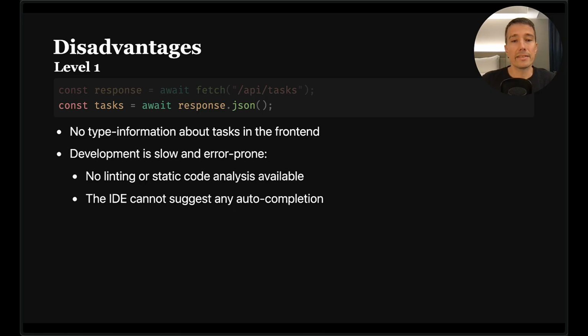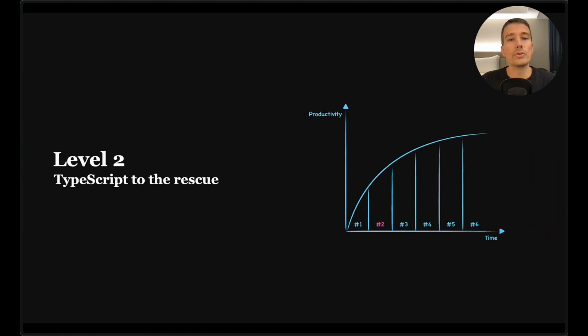And this actually makes development quite slow and error-prone, because our IDE cannot support us with things like auto-completion or static code analysis. And of course, there are plenty more disadvantages at this stage, and we will come back to them later. But for now, I want to focus on the biggest issue, the missing types. And therefore, I would like to introduce TypeScript to the front end and use it instead of JavaScript, because this way we can define types to make the development in the front end more type-safe.